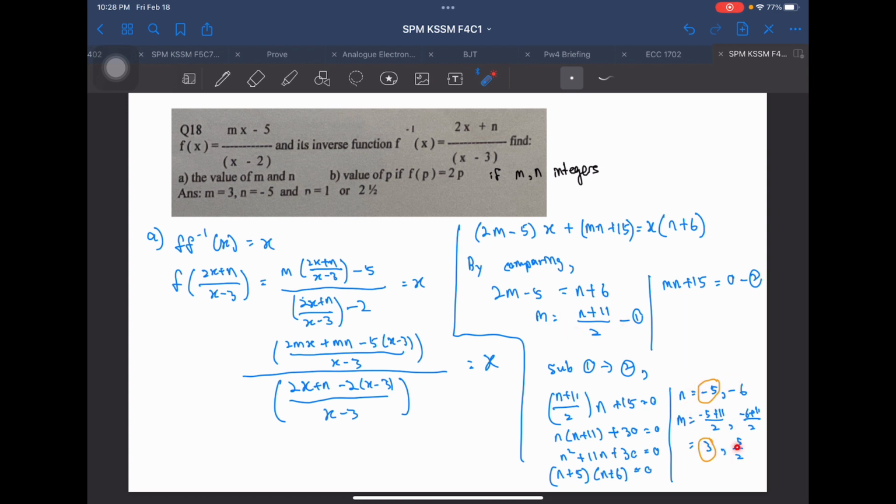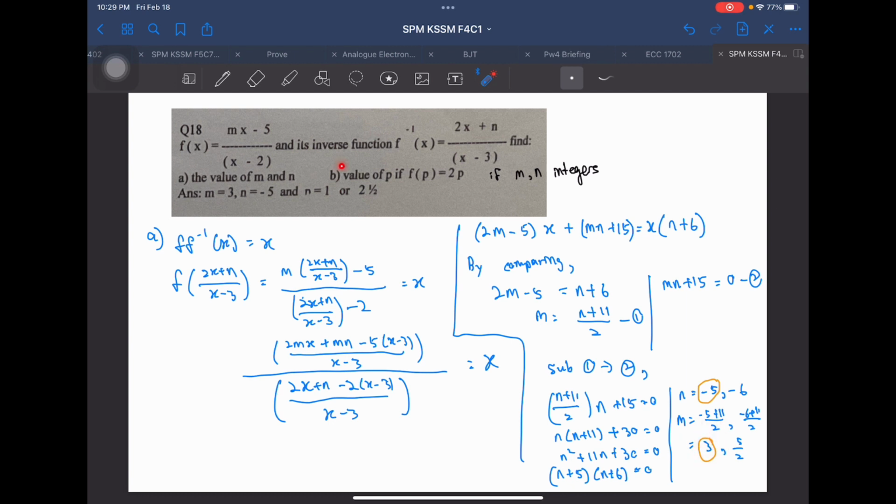But note that the 5 over 2 is not an integer, and given that m and n can only be integers, therefore we only choose n equals -5 and m equals 3. Okay, so let's move on to the second part.